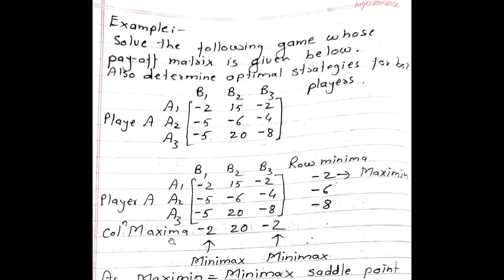Then write down column maxima at the bottom of the table. -2, -5, -5. The maximum element is -2. 15, -6, 20. Maximum element is 20. -2, -4, -8. Maximum element is -2. So among these maximums, pick up the minimum value and call it as minimax. So there are 2 minimax values, -2 and -2.